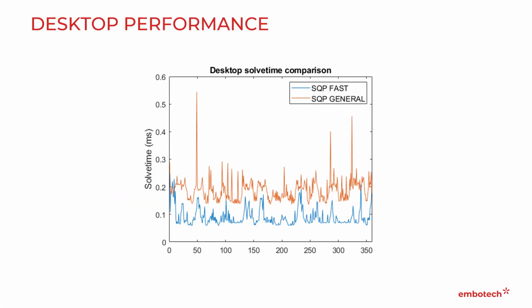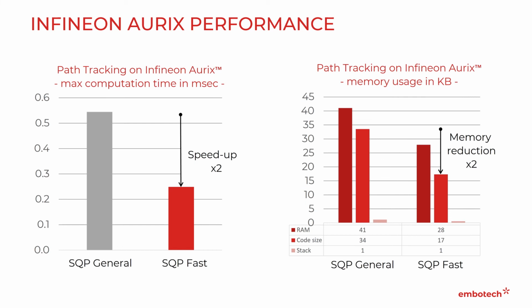The control performance remains unaffected from switching to the SQP Fast solver. On the other hand, the desktop computation time is reduced by a factor of 2 compared to the SQP general solver. The performance on Infineon Oryx confirms the previous findings.